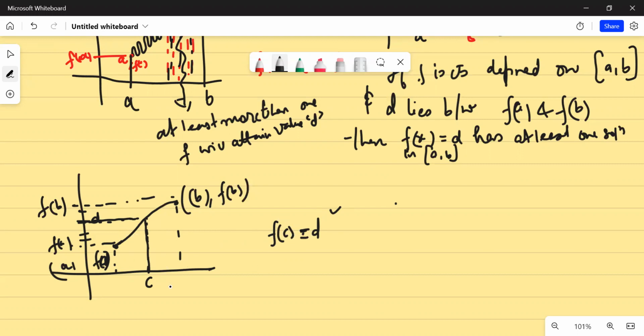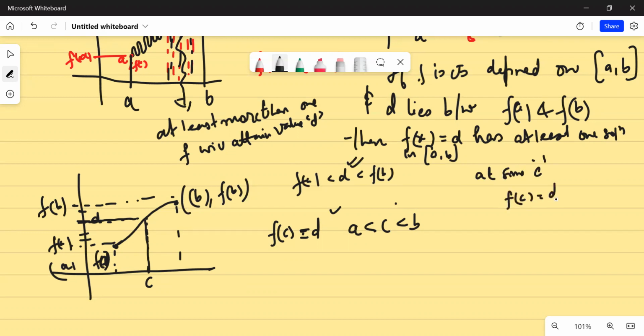Yes, sir. And this C comes from where? A and B only. So if you ask will my function be equal to D, where D lies between f(a) and f(b), I'll say yes, it will be equal to D at some point C, such that f(c) is equal to D. Is that clear? This is what is clear from the graph also. But here I can find only one such value for this particular D.